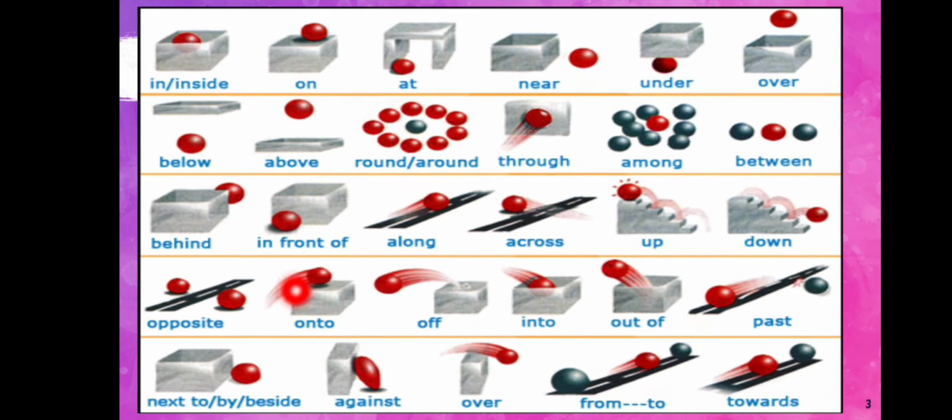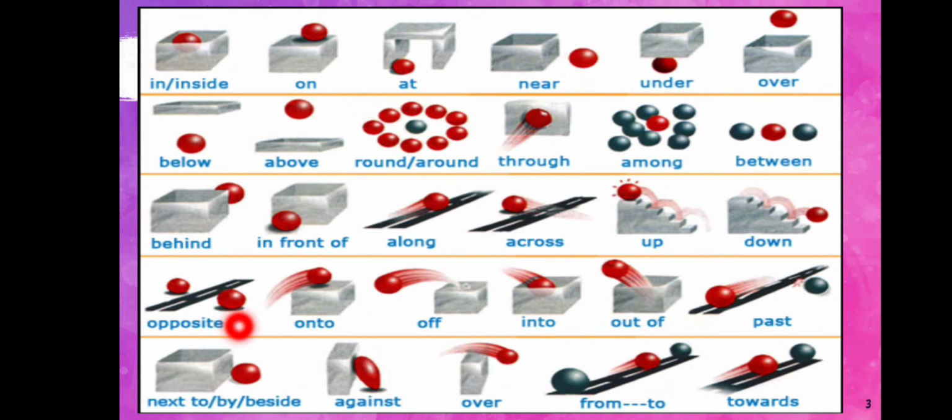Now when you throw the ball inside the box, you can use into. Then when it is thrown out of the box, you can use out of. The ball is out of the box. Next picture, the ball is passed, right? Here you can see a black ball over here and it is walked past. So the preposition used over here is past.